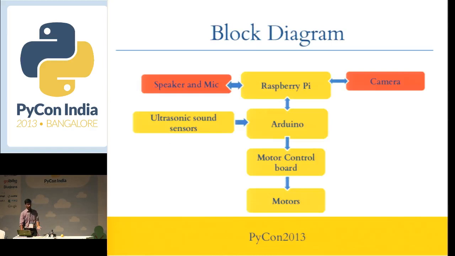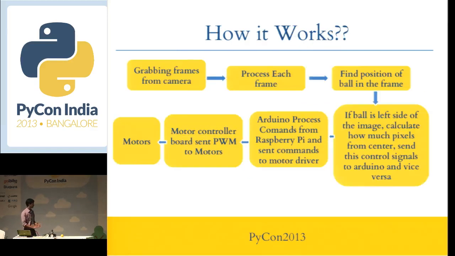Then the camera, speaker and mic. The camera is for getting the visual output. Then speaker and mic, we can talk to this robot. Not to this robot, I didn't do it in this robot, but the final robot has the capability to speak and recognize speech.